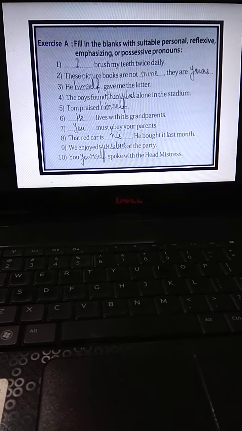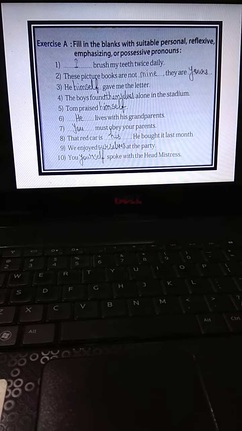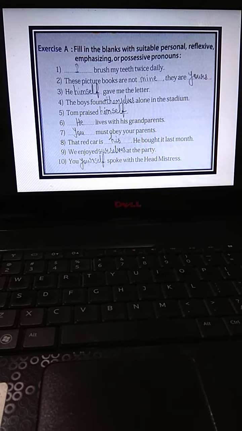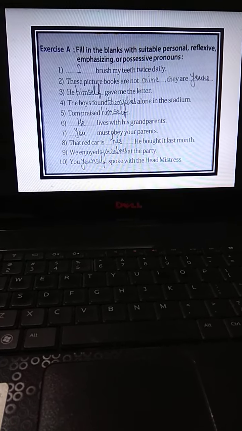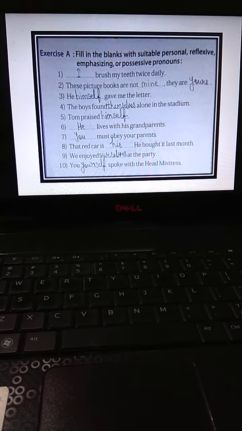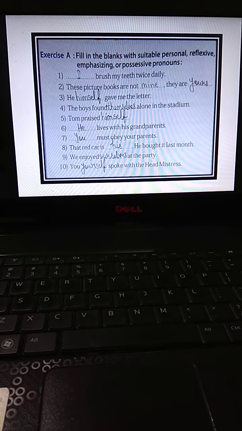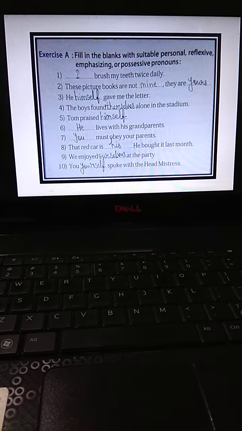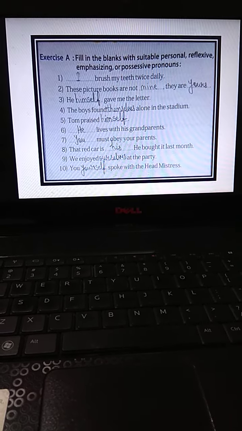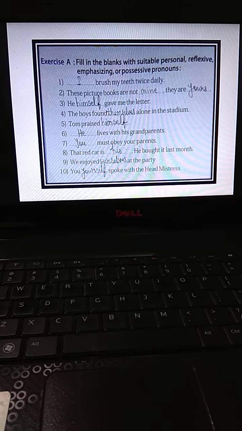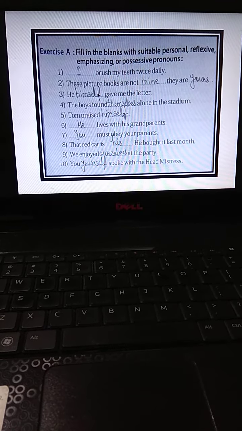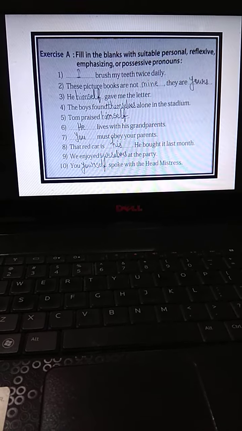Fill in the blanks with suitable personal, reflexive, emphasizing or possessive pronouns. So, in the following sentences, we have to use personal, reflexive, emphasizing or possessive pronouns. 1. I brush my teeth twice daily. 2. These picture books are not mine, they are yours.